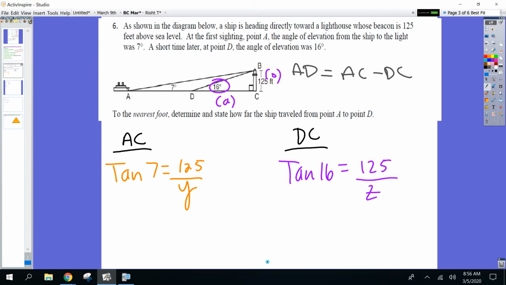Don't round those values because you're not done with the problem. When you find AC and DC, keep that full calculator display, subtract them, and then you guys can finish that problem right now and look in the back of your packet to see if you got it right.